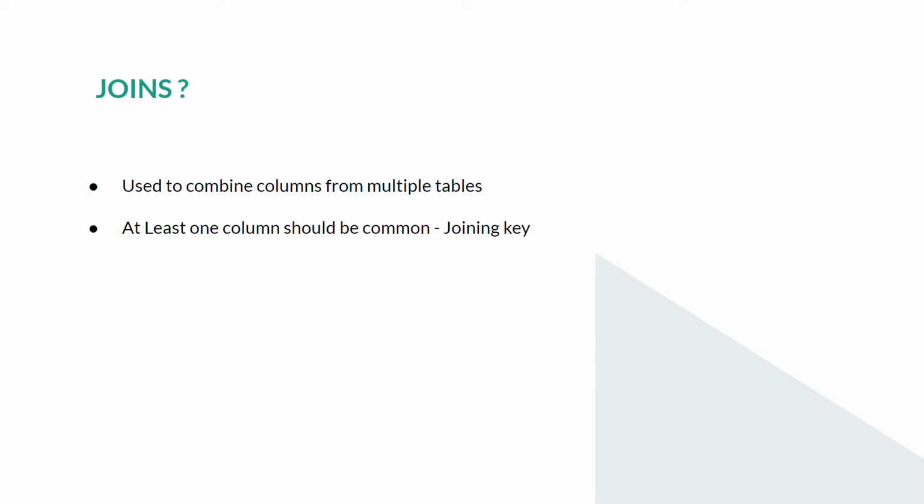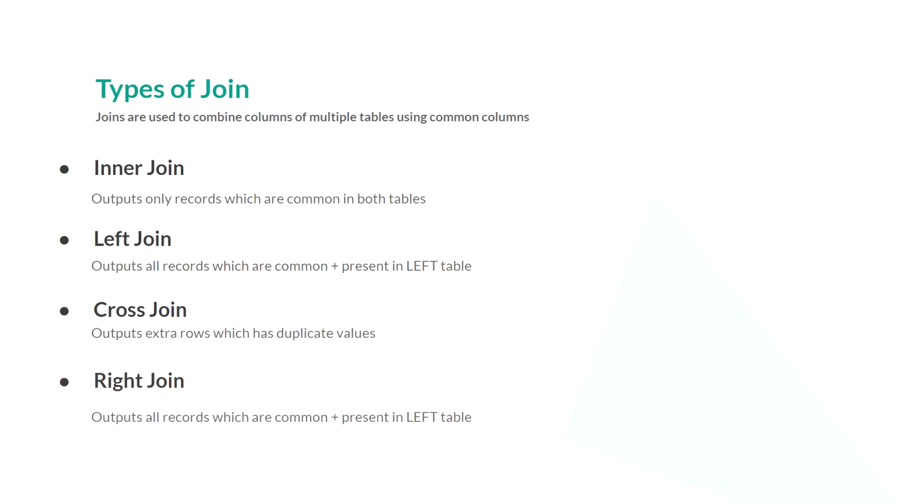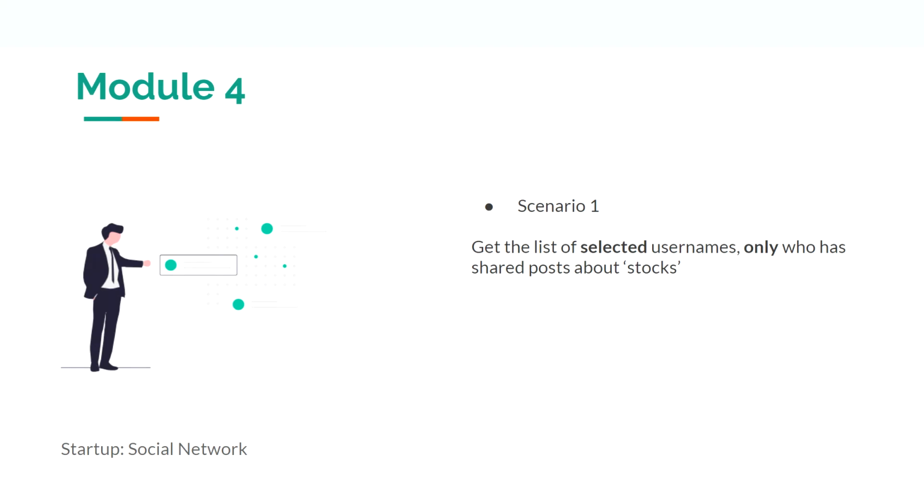We have seen in the designing part that a relational database can have multiple tables, and to extract meaningful insights from these tables, we need to obtain relationships between them. Joins are used to create these relationships. There are basically 4 types of joins: inner join, left join, cross join, and right join. Let's understand the first join, which is inner join, by taking the scenario of our startup example.